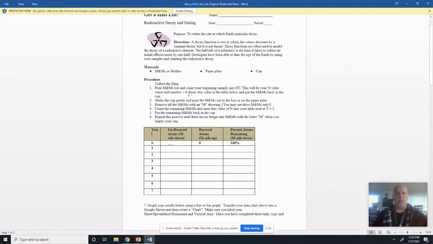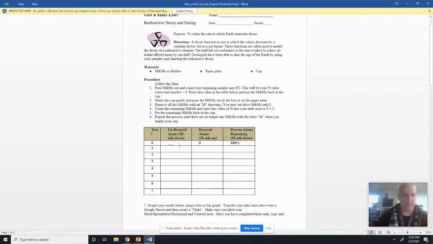So you're going to pour out the M&Ms and count your beginning sample size. That's your sample size in. This will be your N value when trial number is equal to 0. So right here is a 0. It says decayed atoms inside up. You're going to total up your number and see how many total you have. That's 100% of your sample. You could have 40, you could have 20, you could have 30, whatever.